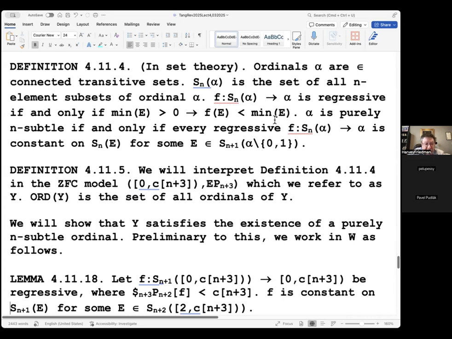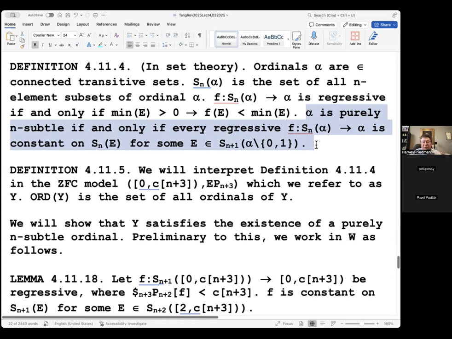And alpha is purely n subtle if and only if, now this is a definition from this paper of mine in APAL 2001, Subtle Cardinals and Linear Orderings, every regressive function from the n element sets of alpha into alpha is constant on Sn of e for some e of cardinality n plus 1, living above 1. That's just a kind of pure form of subtle cardinal.